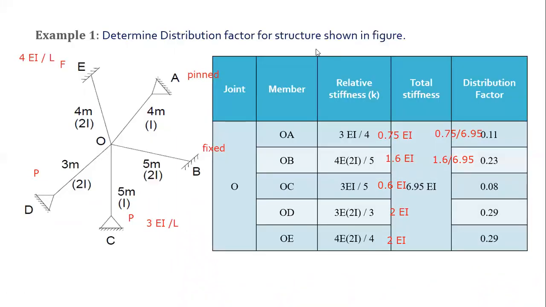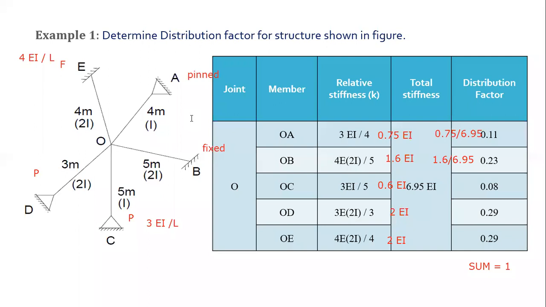You should always be careful that when I sum up the distribution factors, it should always be equal to 1. The sum of distribution factors should always be equal to 1. So when you sum up, you will be getting 1. That means all the distributed moment, if I'm applying a moment of 1, is going to distribute in this proportion.